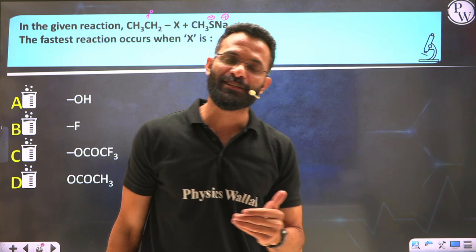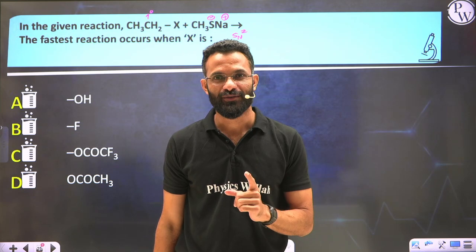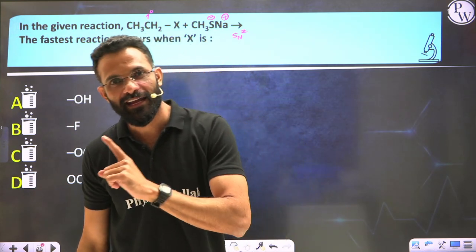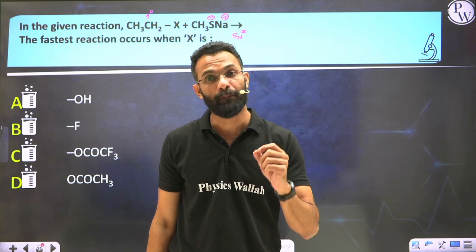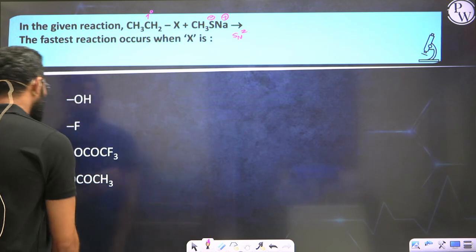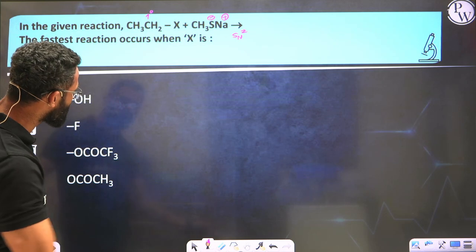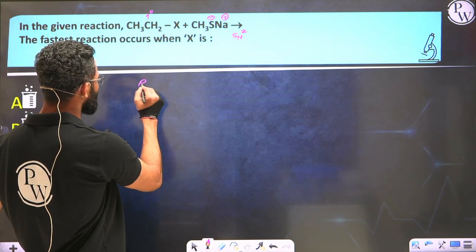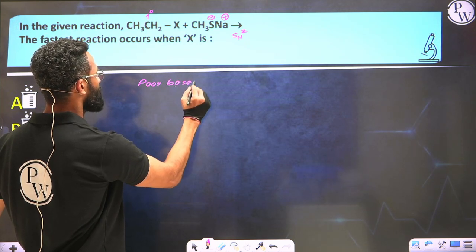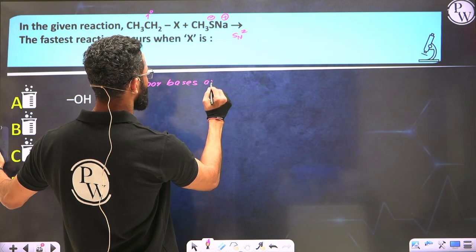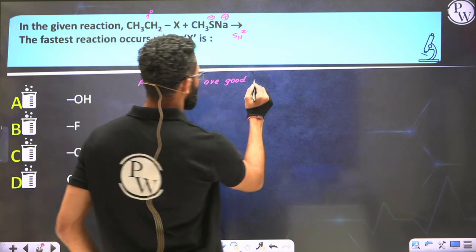Well, when we studied the SN2 reaction mechanism, one of the factors we saw was the leaving group, and I told you, universally, whether you are learning any substitution or elimination reaction, the rate of SN2 will be faster if you have a better leaving group. So for a better leaving group, what have we learned? Poor bases are good leaving groups. I'll write it down once again: poor bases are good leaving groups.